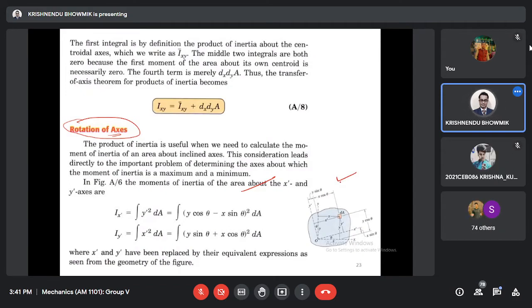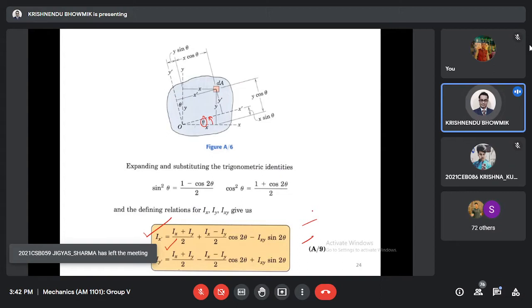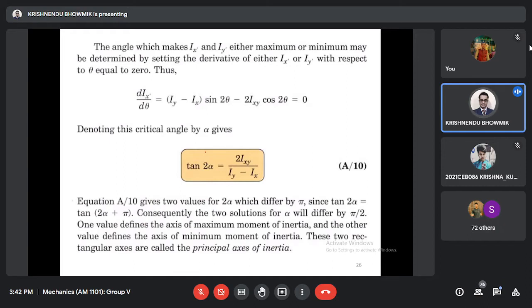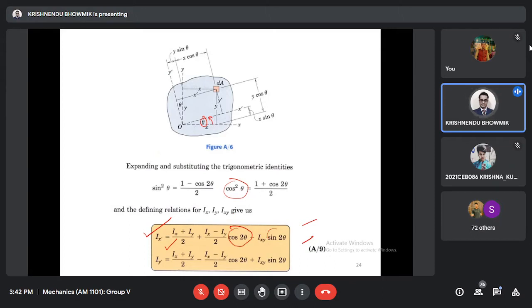For rotation of the axis by some angle theta, we have Ixx prime, Iyy prime related to these expressions for maximum and minimum value, and this is the product of inertia. To get the maximum or minimum value, this is the expression. Alpha is reality; in Mohr's circle it is twice alpha, because when we derived this expression, this theta will become twice theta.